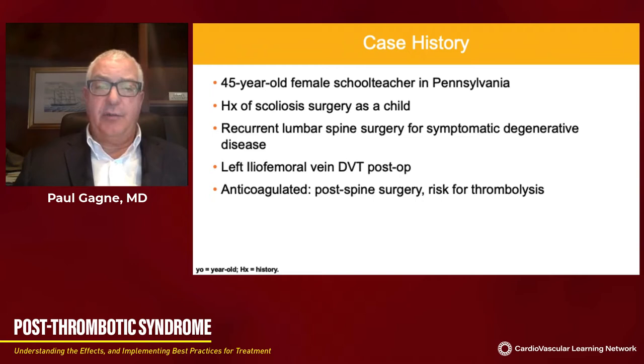As a child, she had had scoliosis surgery, and now as an adult, had recurrent lumbar spine surgery for symptomatic degenerative disc disease. Following her surgery, she developed an extensive left leg iliofemoral vein DVT. She was treated with anticoagulation, and because of her spine surgery, was not treated with thrombolysis.